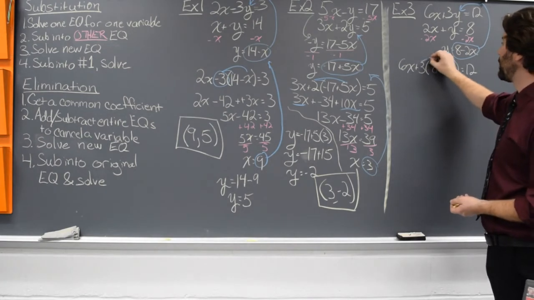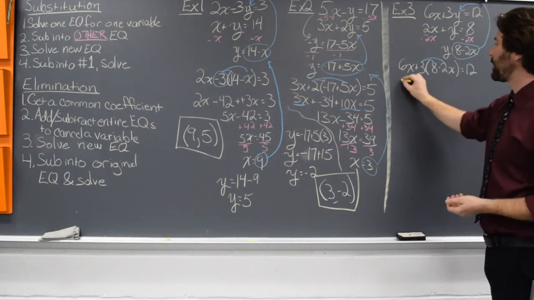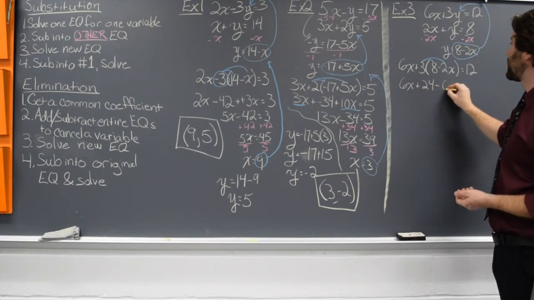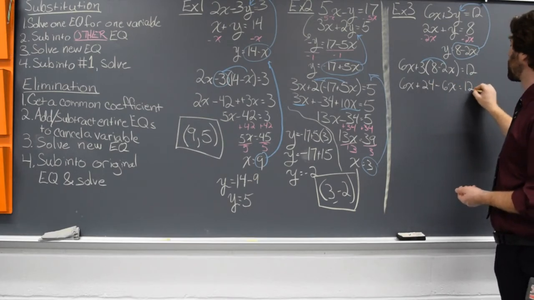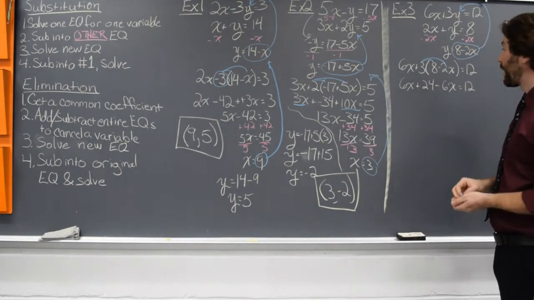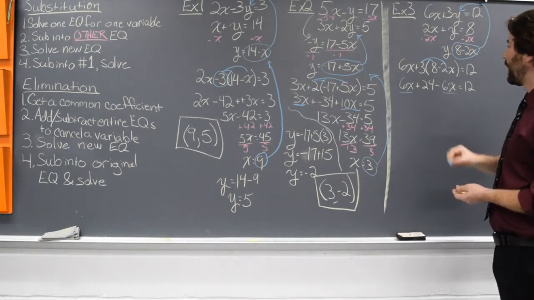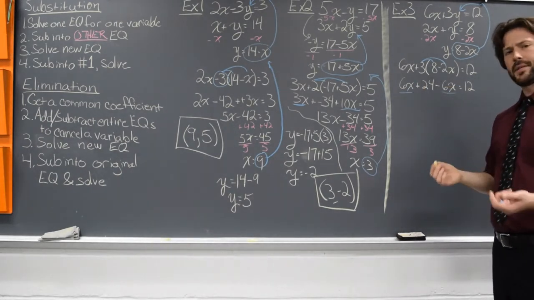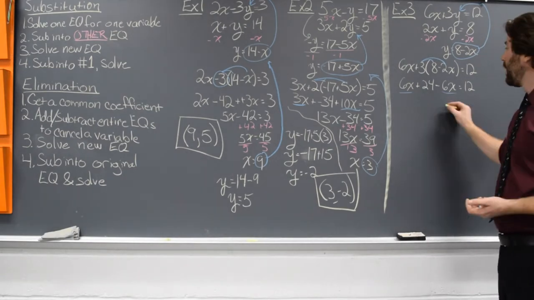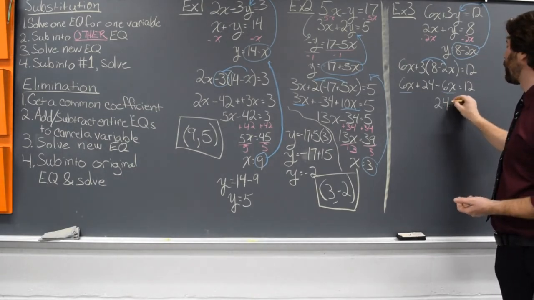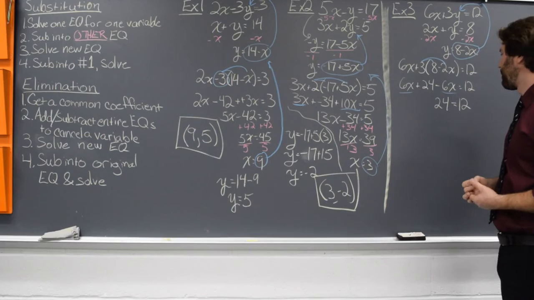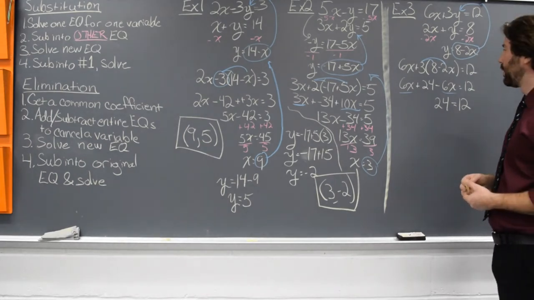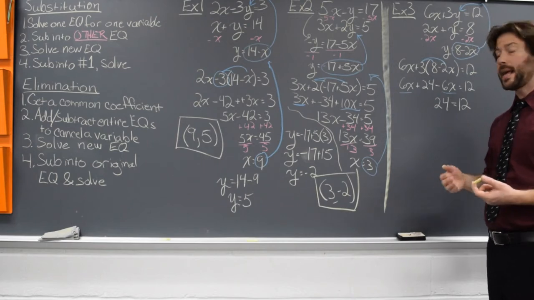We'll start by distributing that 3, and we'll have 6x plus 24 minus 6x equals 12. Okay, now we want to combine our like terms. I've got the 6x and the negative 6x, and if I put those together, I get 0. So they cancel. And what I have left is 24 equals 12. 24 doesn't equal 12. So I want to go back and check and see if I made a mistake.